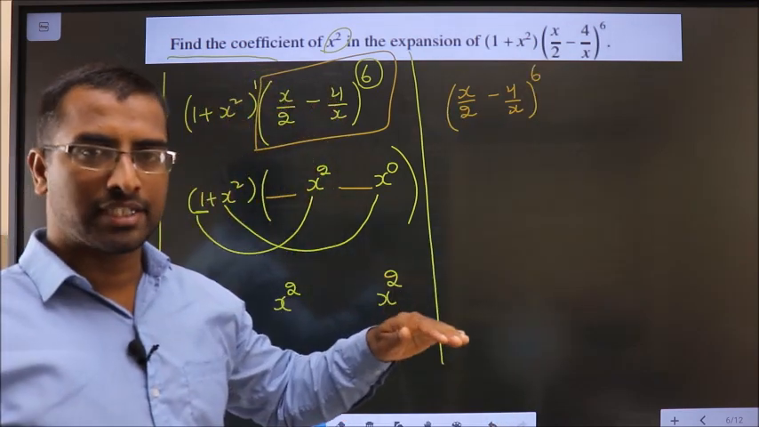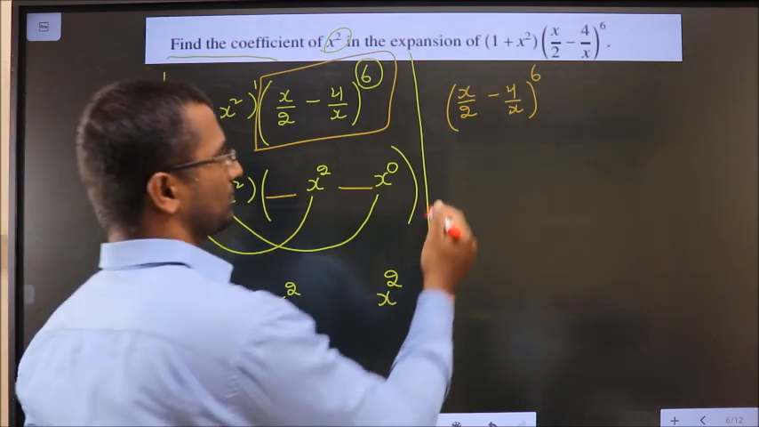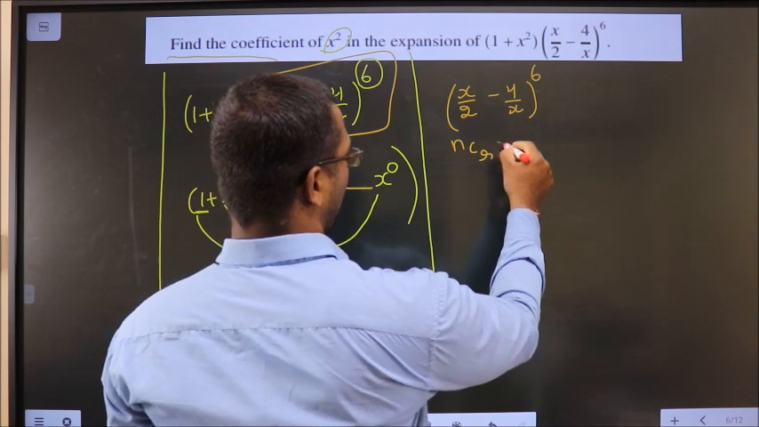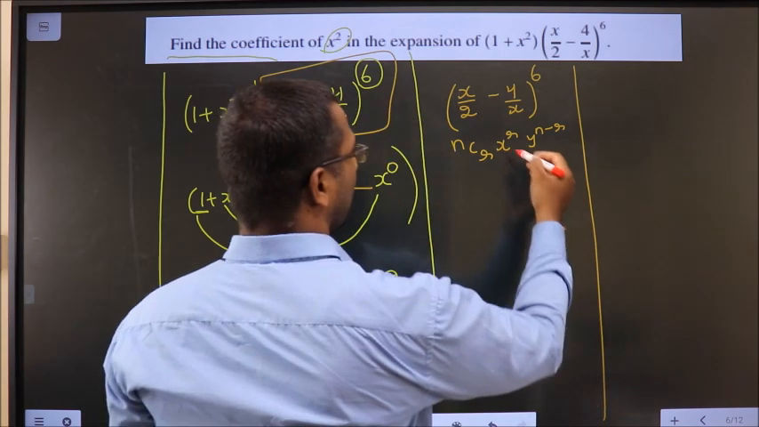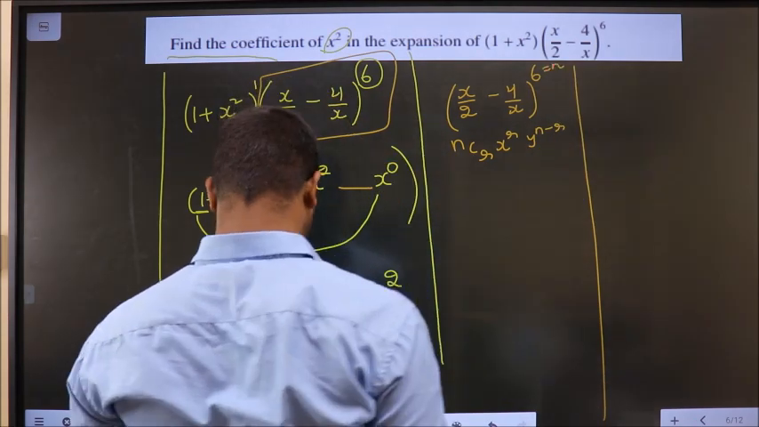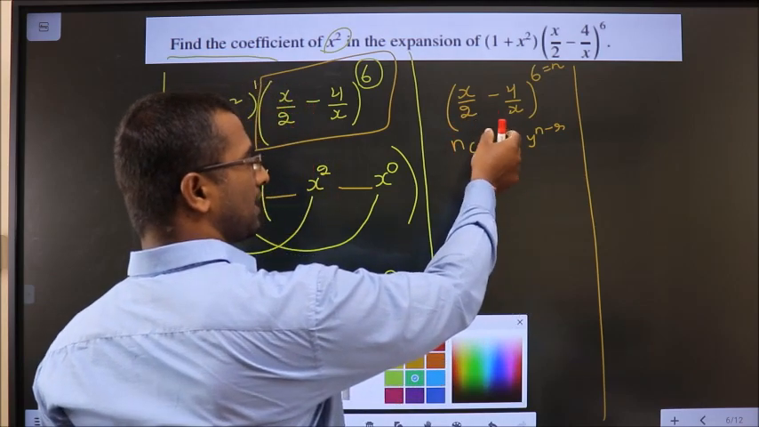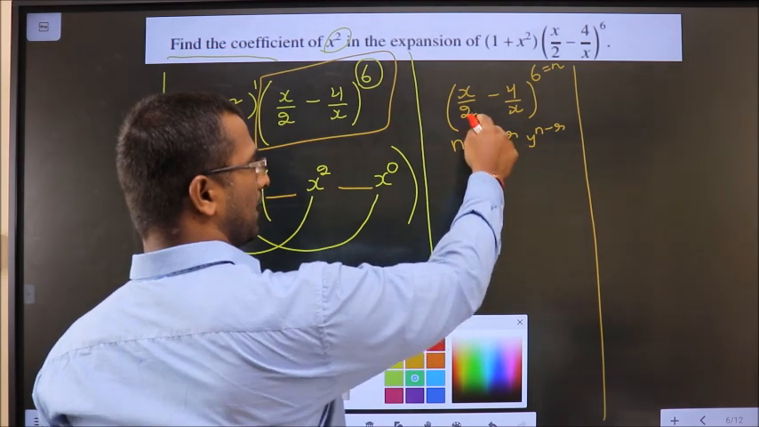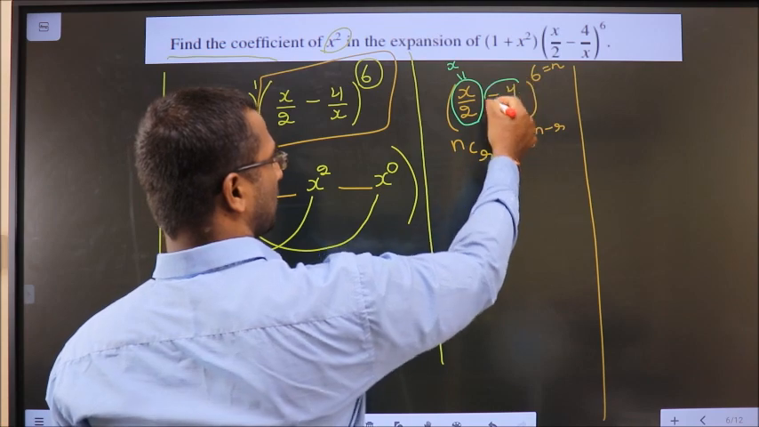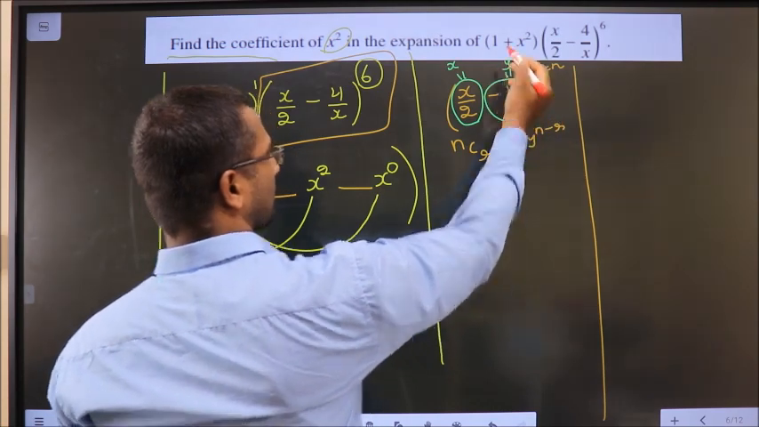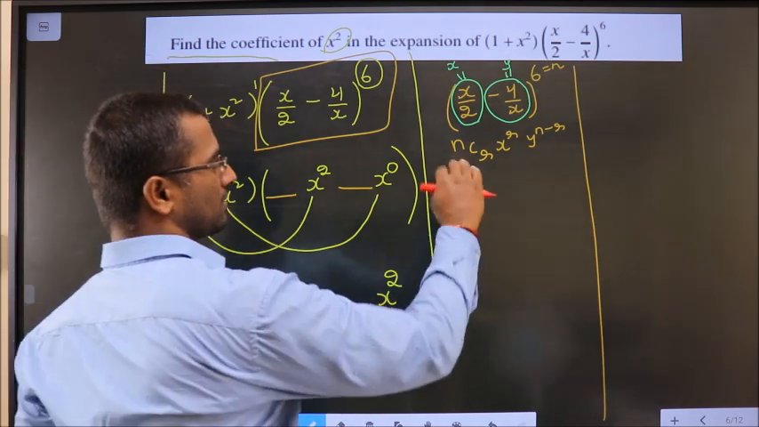To find the coefficients, first we should write the general term. General term is nCr x power r y power n minus r. n is the power. x is inside the bracket, whichever term has got x in it, that you take. Here both of them have got x. I select this to be x. So the left out should be taken for y. You should not skip the negative sign.